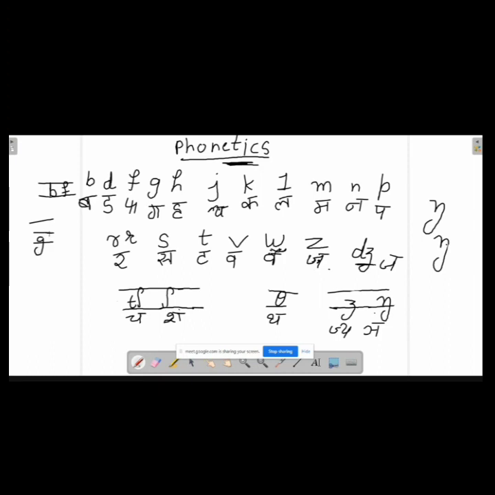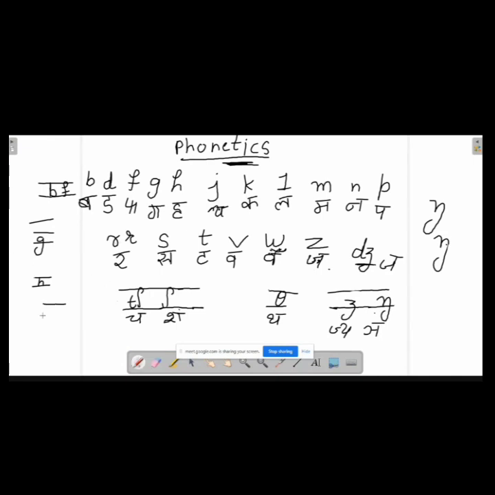Now the sound of G. The sound, please understand, is the sound of G, where we will not touch G to the upper line. Then we have the sound of H. H, you can see the way I have created, will touch the upper and the lower line.